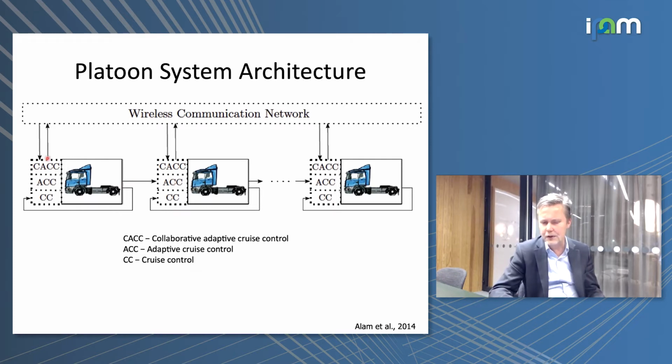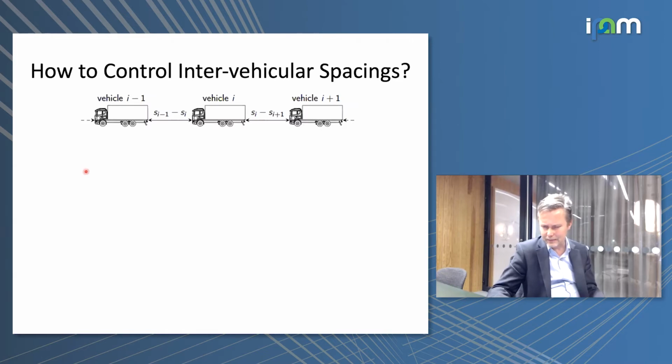And then it also gets information through wireless communication, vehicle to vehicle or vehicle to infrastructure to vehicle communication, about what the vehicle ahead is doing. And with that information, the vehicles are now able to regulate the distance.